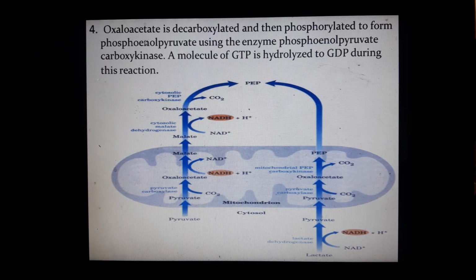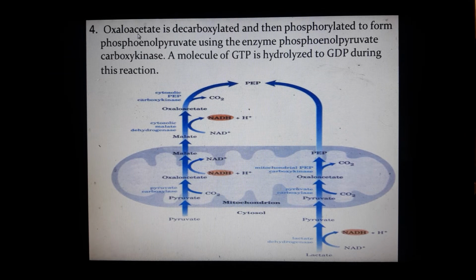Okay, step 4, oxaloacetate. Ito na yung step 1. Again, pyruvate is converted to oxaloacetate inside the mitochondria, acted on by the pyruvate carboxylase enzyme. And then your oxaloacetate is converted to malate, acted on by the malate dehydrogenase enzyme. Then malate is converted again to oxaloacetate, already in the cytosol. So this is your step 3. It involves the reducing agent.